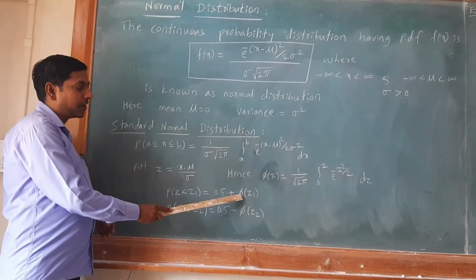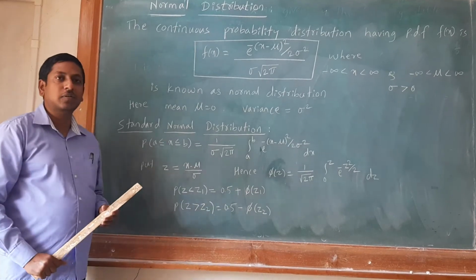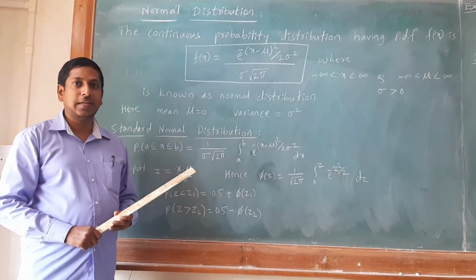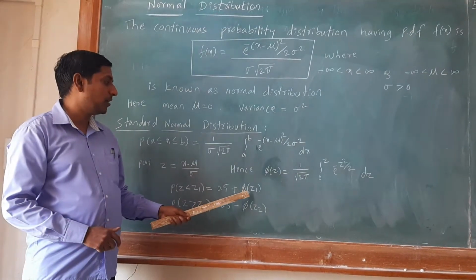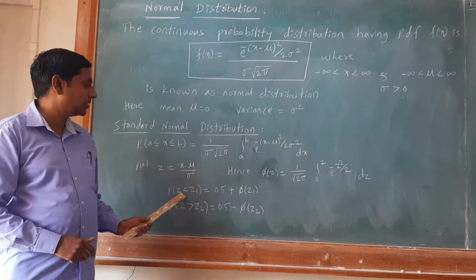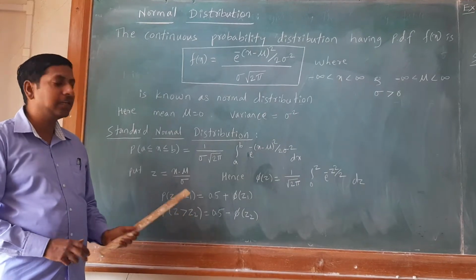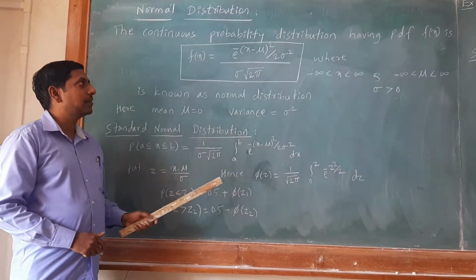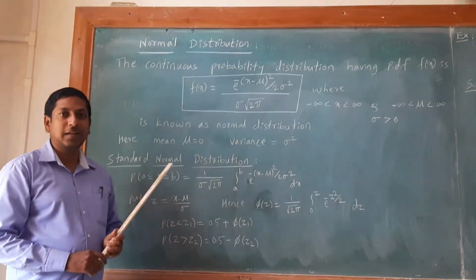And the values of phi of z1 and phi of z2 are obtained by using the normal distribution table. So by using the normal distribution table, we calculate z less than z1 and z greater than z2. So let us start the example on the normal distribution.